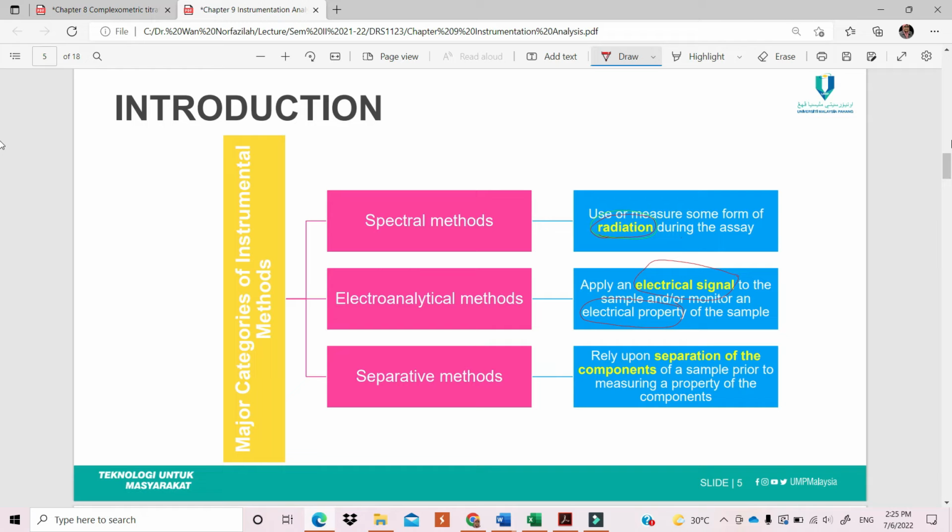And the last one, if the instrument relies upon separation of the components, the instrument is able to separate the components of a sample prior to measuring a property of the components, so it will be under separative methods. So let's say if you have two or more compounds in a sample, and the instrument can separate those compounds and detect each of the compounds in the sample, so it is under separative methods.